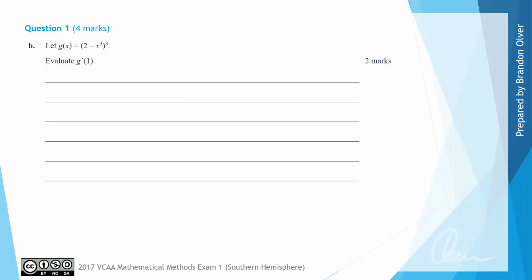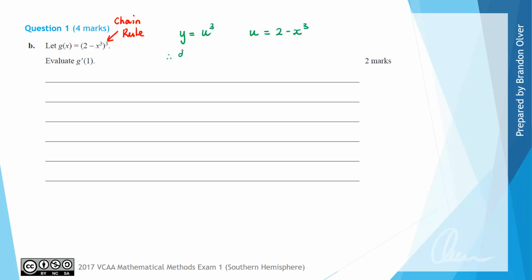For part B of this question we have the function g of x with the rule 2 subtract x cubed, all cubed, and we're asked to evaluate g dash, the derivative, when x is 1. First of all we can inspect this function and see that it's a function inside a function, so we're going to need to use the chain rule. To apply the chain rule we first need to identify the outer function, which is something cubed, so we're going to write this as u cubed, where u, the inner function, is 2 subtract x cubed.